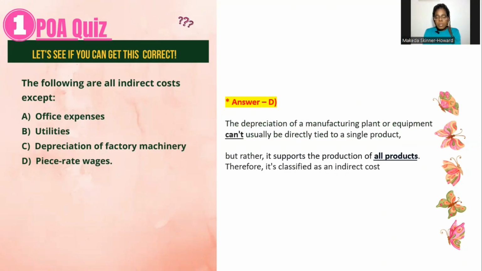A lot of persons always mix up depreciation, but the depreciation of our manufacturing plants or equipment cannot usually be directly tied to a single product, because they have some machines that will be used to produce a lot of products. You might use the same mixer for your cakes, for your bread, and any other little product, right? But generally, depreciation is hard to trace back, and it's hard to be directly tied to a single product. But rather, it supports the production of all the products that you would generally make in your business. Therefore, it is classified as an indirect cost.